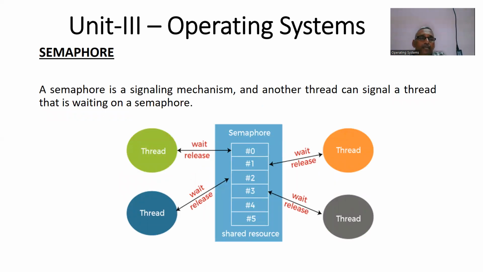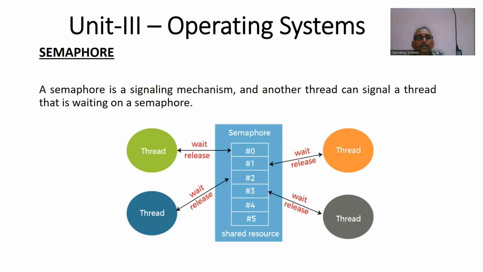A semaphore is simply a variable that is non-negative and shared between threads. A semaphore is a signaling mechanism, and another thread can signal a thread that is waiting on a semaphore. This shows the semaphore flow.